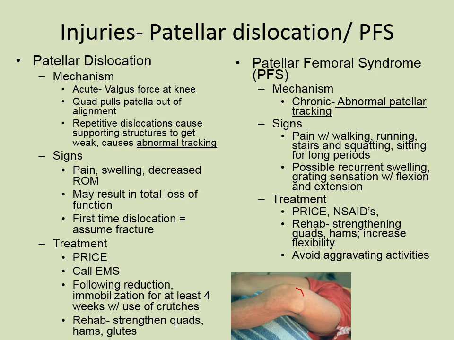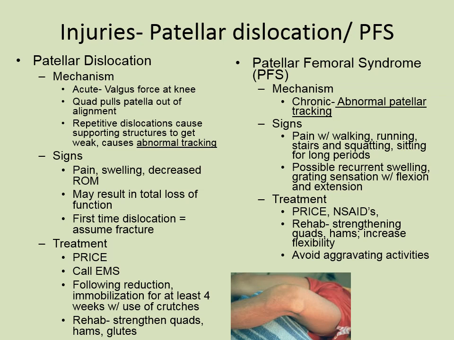Our rehab here is going to be strengthening the quads, especially the vastus medialis oblique fibers, because those vastus medialis oblique fibers are these little fibers coming through here. They're going to help pull the patella back into place. So very, very important for this type of injury. Also glutes, because oftentimes these people have gotten injured going into a valgus position, so the glutes will control that valgus position, and hamstrings.